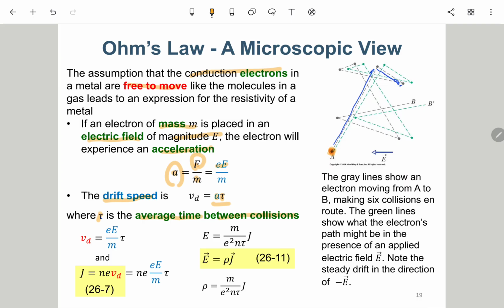In that case, we plug in a to here. So here we have Vd equals eE over m, times tau. In this case, we also apply J equals ne times Vd, which is what we learned before. So we can plug this one in to here, and we have n e squared E over m times tau.